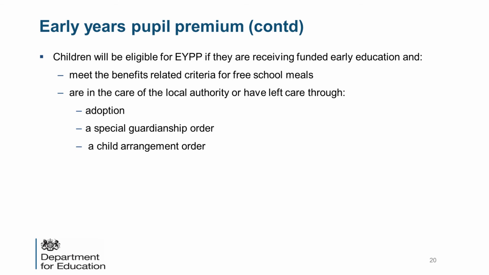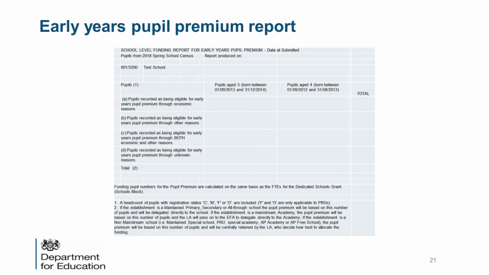Early years pupils will be eligible for the early years pupil premium if they are receiving funded early education and either meet the benefit part of the FSM criteria or are in the care of an English or Welsh local authority, or have left the care of an English or Welsh local authority through adoption, special guardianship, or a child arrangement order. A report is available in Collect to assist schools in checking this data. An example of how the report looks is shown on this slide.